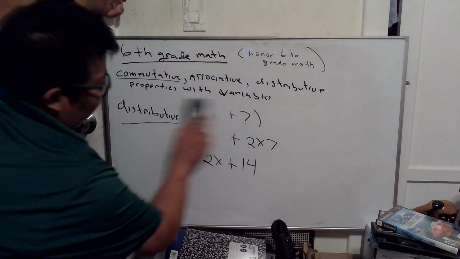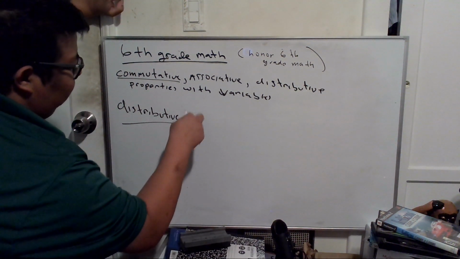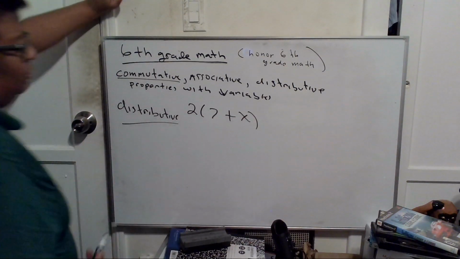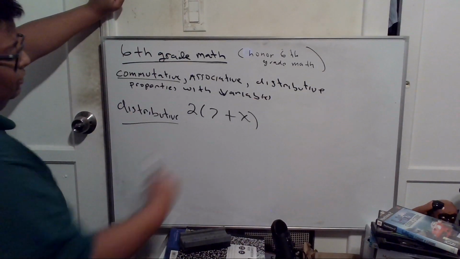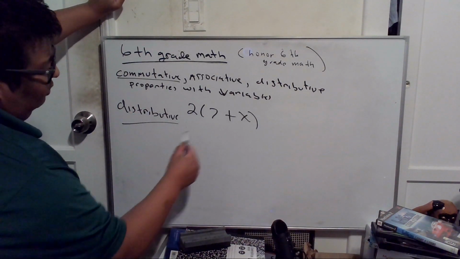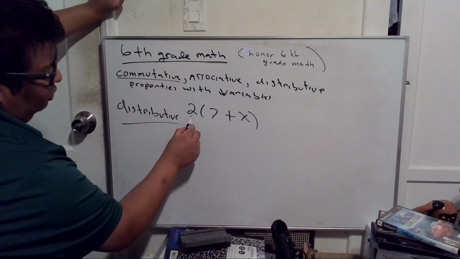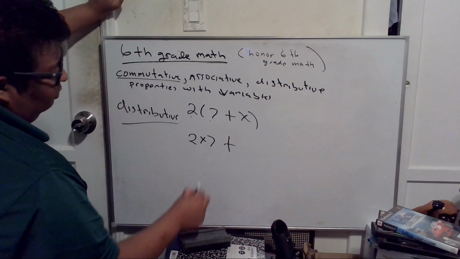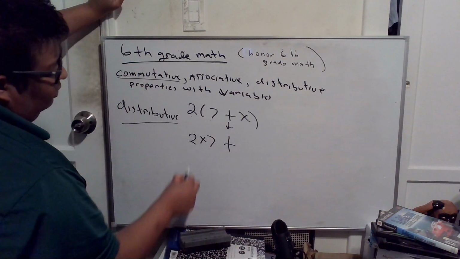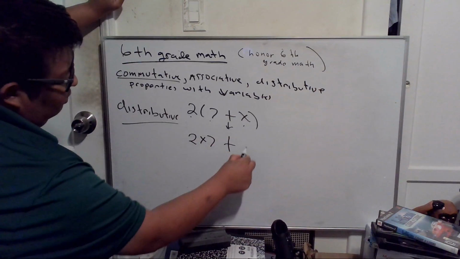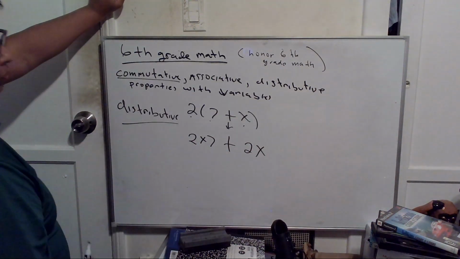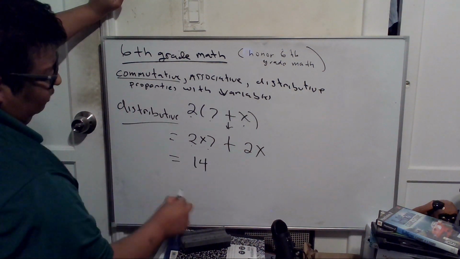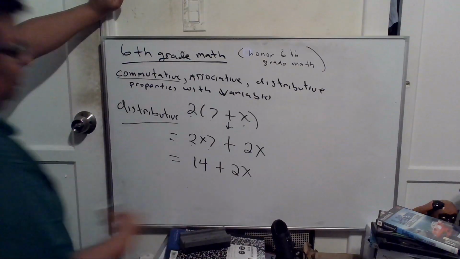Another way you see these distributive properties, they switch the order inside the parentheses. So for example, you're going to have 2 times 7 plus x. So kind of like commutative inside the parentheses. But the process is the same. 2 times 7, so you will write 2 times 7 plus, remember the plus comes from here, and then you do 2 times x is 2x. And then you simplify. 2 times 7, 14 plus 2x, and that's your answer.